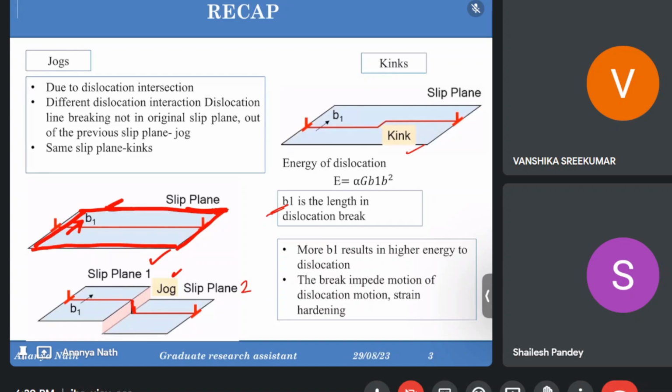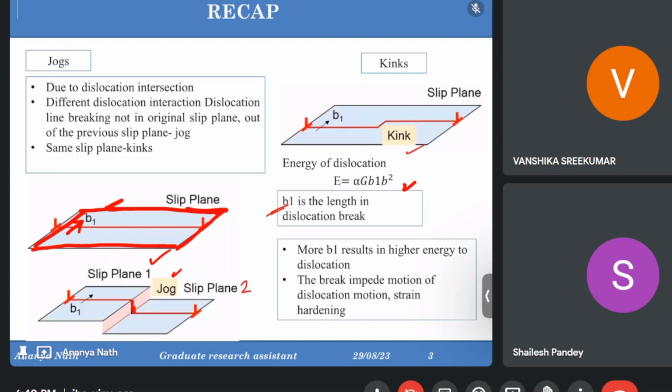There are a lot of examples of jogs and kinks that sir has demonstrated in lecture 3: the interaction between two edge dislocations, between screw and edge, and between two screw dislocations. The result will be in that way only. There is a small equation I have given here: the energy of a dislocation. There is a certain amount of energy associated with the dislocation when it's moving.